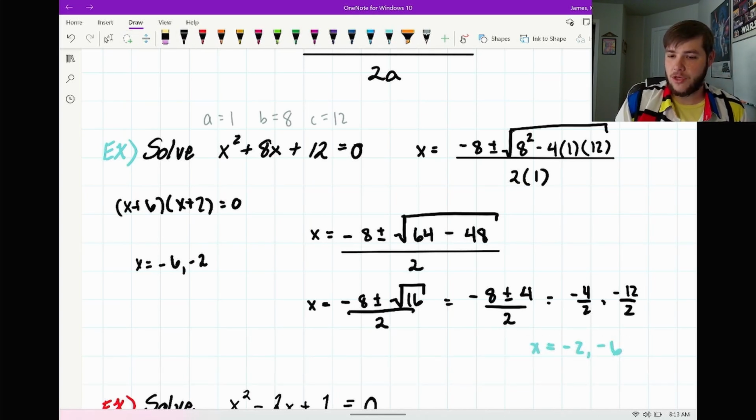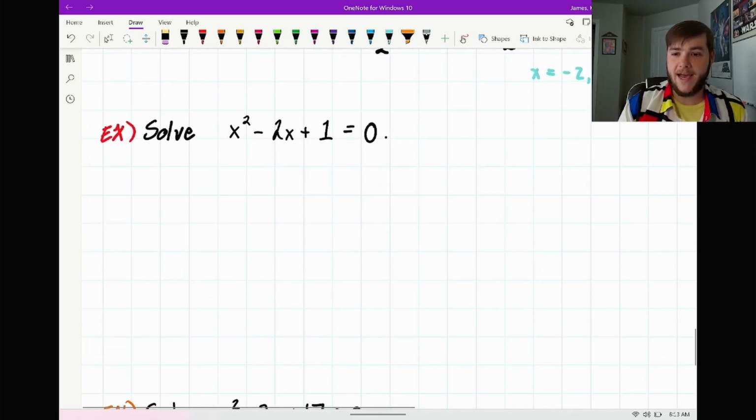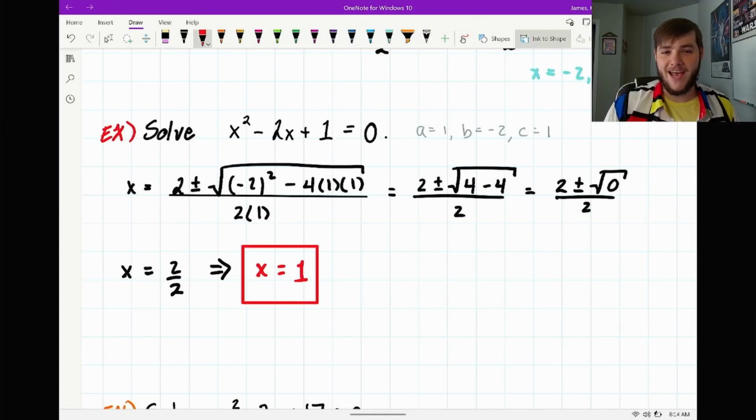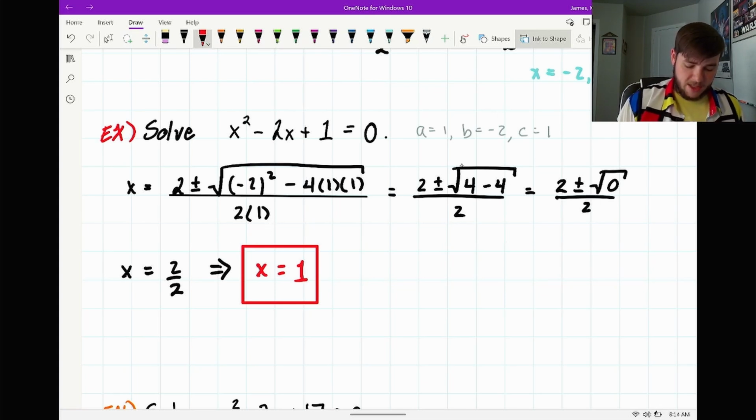Why don't you see if you can use the quadratic formula on this next one? Pause the video here and give it a shot. The answer that I found was x equals 1. Using the quadratic formula, I got x equals 2 plus or minus the square root of negative 2 squared minus 4 times 1 times 1 all over 2 times 1. And you'll notice here that my square root term, by the way, the fancy name for this is the discriminant, is 0. So the plus or minus kind of doesn't matter anymore, and I just get one solution, x equals 1.